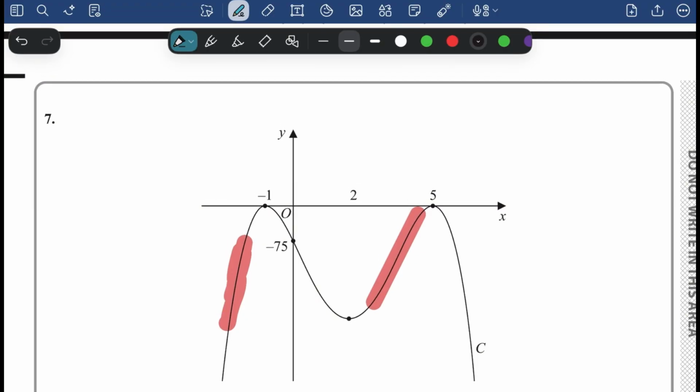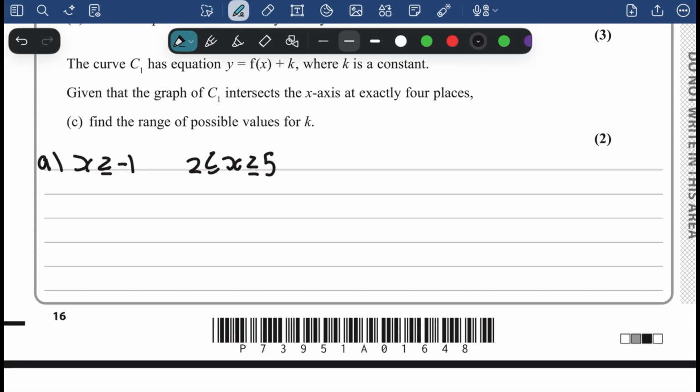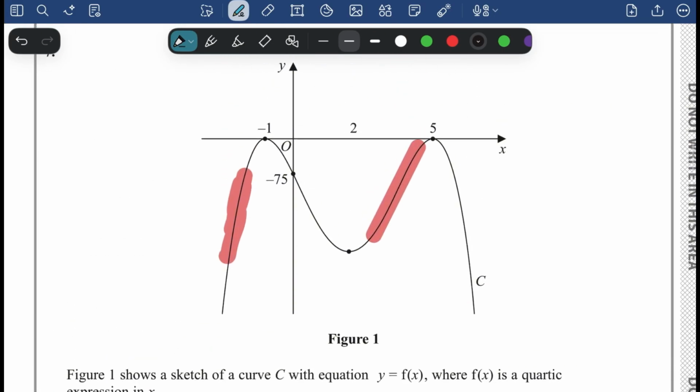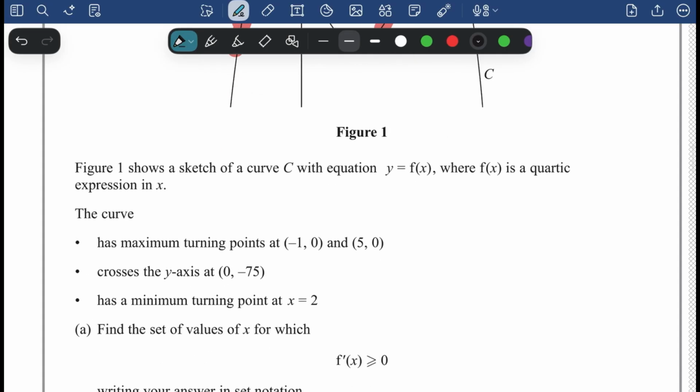So now we just need to write it in set notation, right? It can be a little bit tricky, but once you know it, you know it. So we have to do these brackets. I'm going to say x, where x is a set of real numbers, x is then going to be less than or equal to minus 1, as we said, union x. You don't always have to do this set of real numbers thing, but I just like to do it for clarity. Say x is between 2 and 5, right? Because this is where the graph has a positive rate of change.